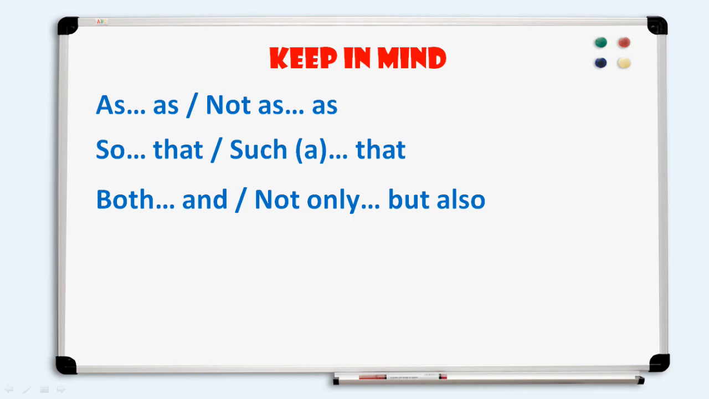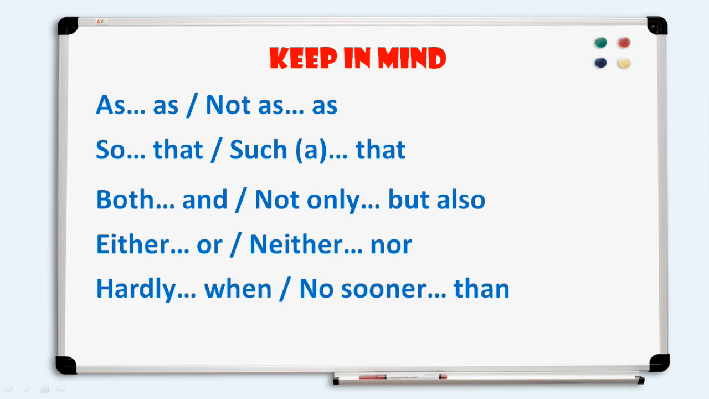Both... and, not only... but also, either... or, neither... nor, whichever you prefer. All of these can be used instead of the boring and. Not only... but also is often used with inversion. Hardly... when, no sooner... than. These can also be used with inversion. For example, hardly had I started learning English when I fell in love with this language.